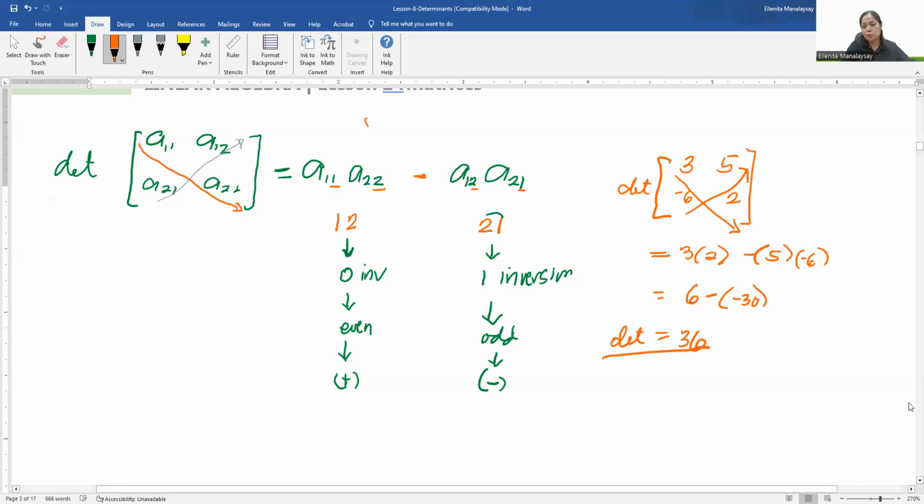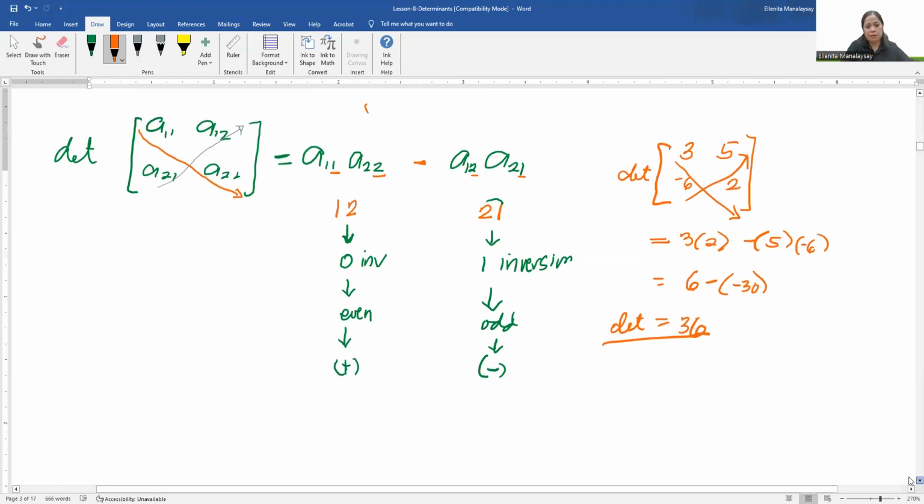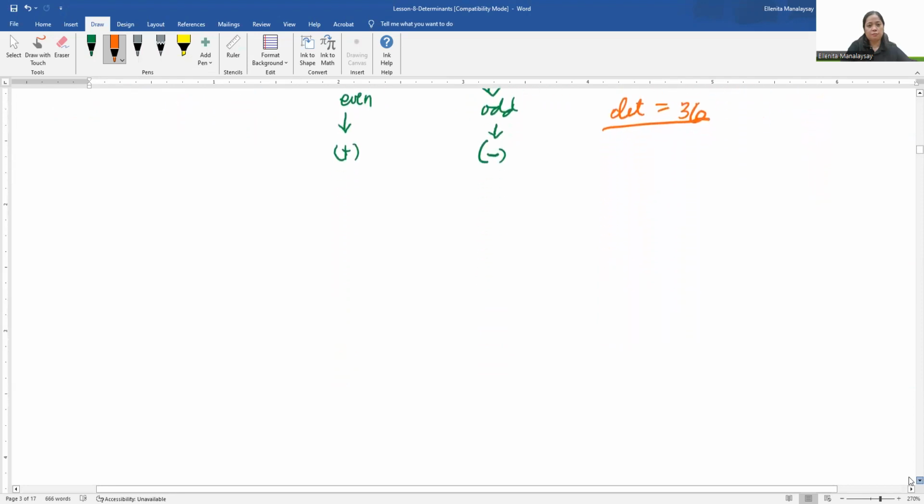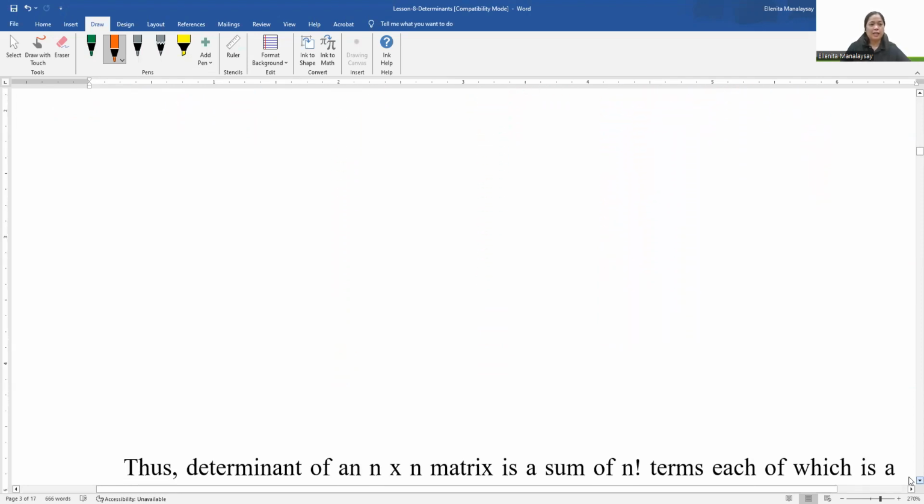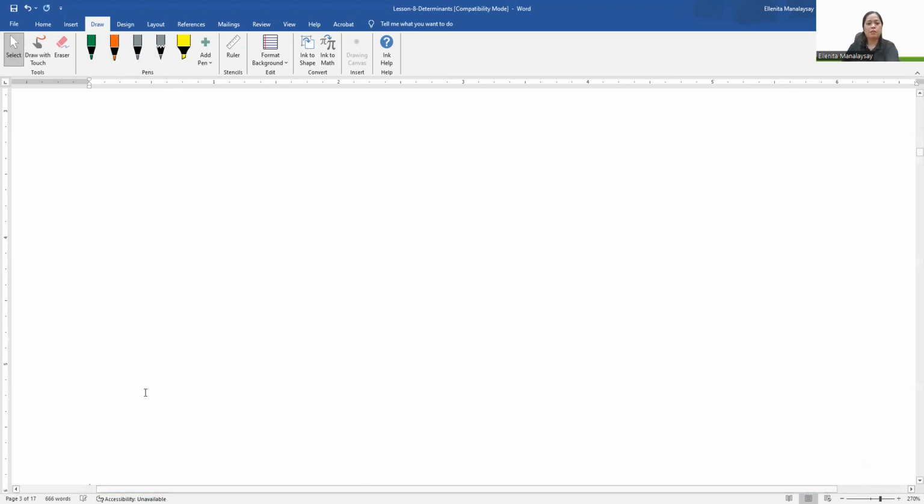Okay? Now let us consider a 3 by 3 matrix. Earlier, we did a 2 by 2. That is the simplest. What if we have a 3 by 3?